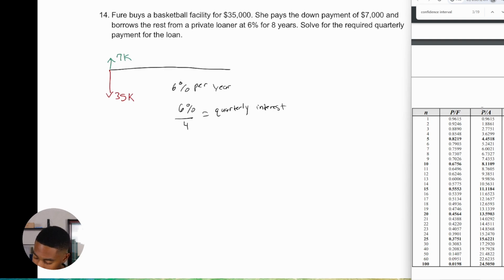All right, so when I do 6 divided by 4, I get 1.5%. Okay. And now we also know that the N value, or the number of quarterly payments, is different from the number of yearly payments. So we want to solve for the quarterly payments.